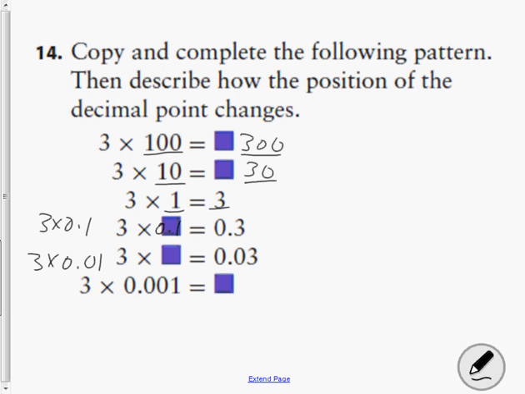And the last question, if you look at the pattern, really what you're doing is you're taking the decimal and you're moving it 1 spot here, and then you're moving it 1 spot more. And if I put down this, I start here, if you move it 1 spot more, you have 0.003, or 3 thousandths.